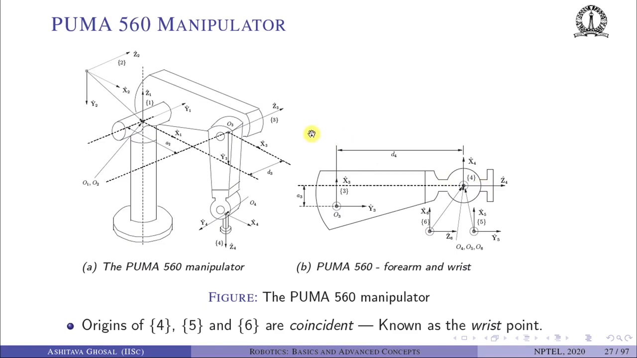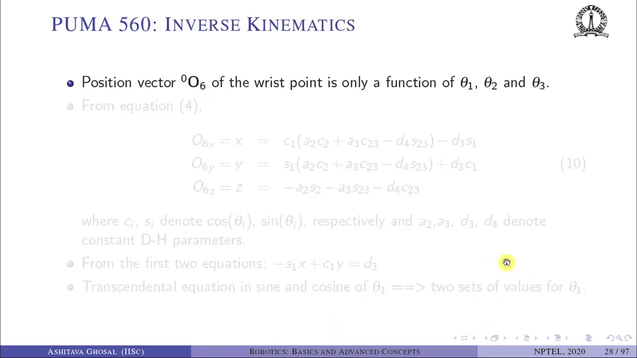Now let's continue. We look at a 6 degree of freedom Puma 560 robot. This has been shown earlier also. There are 6 joints. One is along Z1, one is along Z2, then Z3, and then there are 3 more which are intersecting at this point, which is the point of intersection of axes 4, 5, and 6. So the origins of 4, 5, and 6 are coincident, and this is called the wrist point.